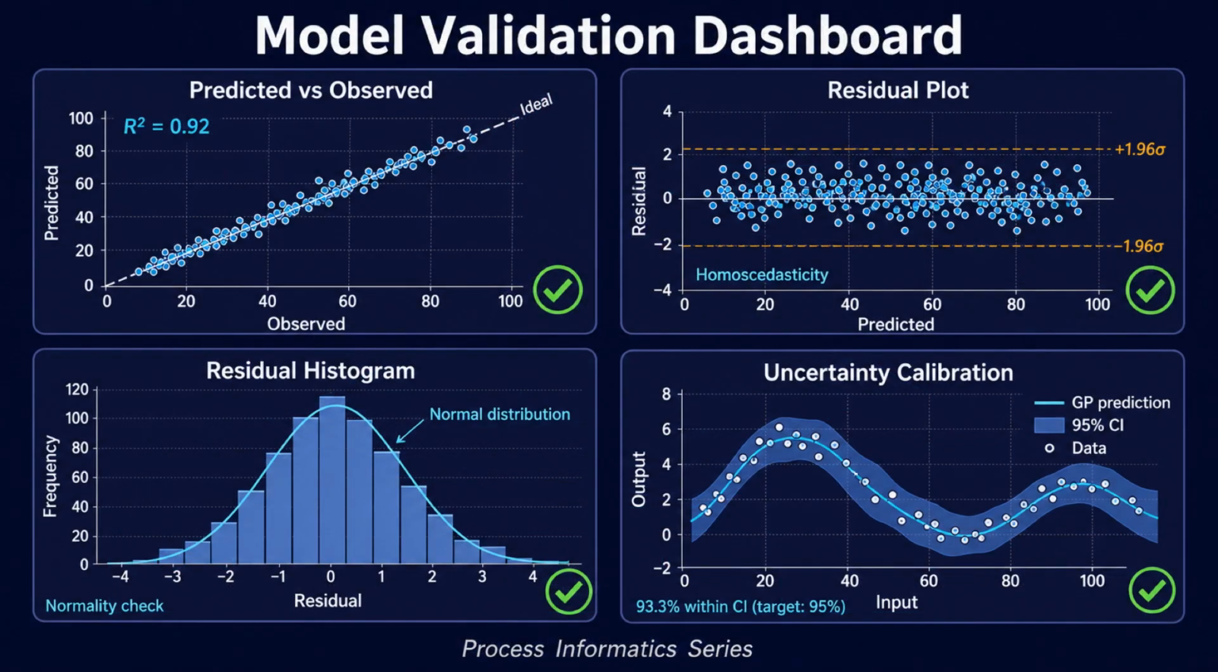Validating your Gaussian process model requires checking multiple diagnostics. The predicted versus observed plot should cluster around the diagonal line, with r² above 0.9 for a good model. The residual plot should show a random horizontal scatter, indicating homoscedasticity. The residual histogram should approximate a normal distribution. Most importantly, the uncertainty calibration check verifies that about 95% of observations fall within the 95% confidence interval. In our example, 93.3% coverage indicates well-calibrated uncertainty estimates.